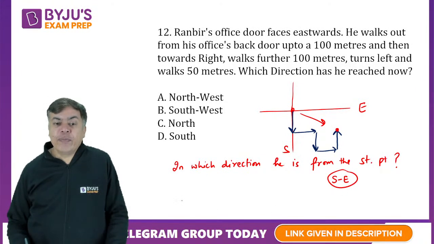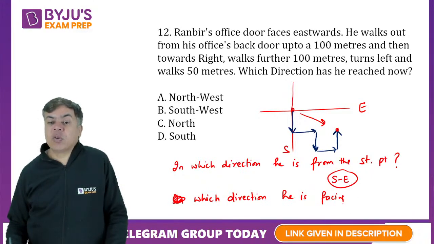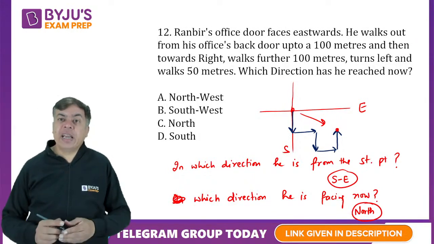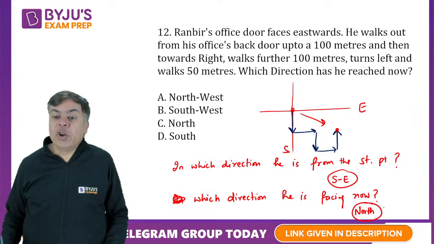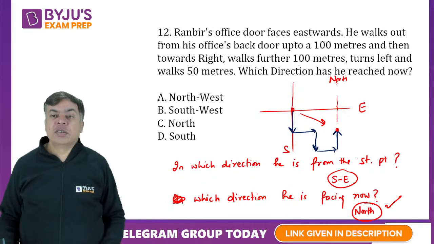But if I ask in which direction he is moving or he is facing now, then my answer would be north. Yes, Dikshit, I will take that. Don't worry, I will take that. Now the answer will be north because he is facing north. The upper direction is north.